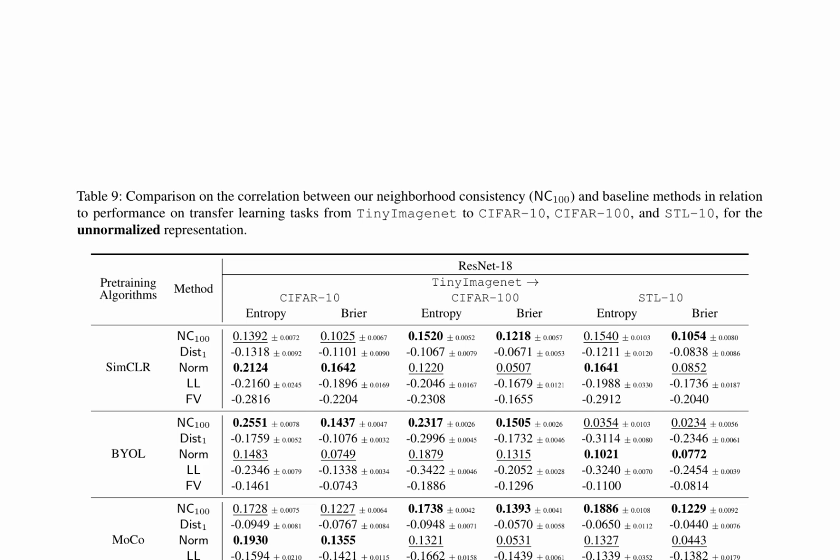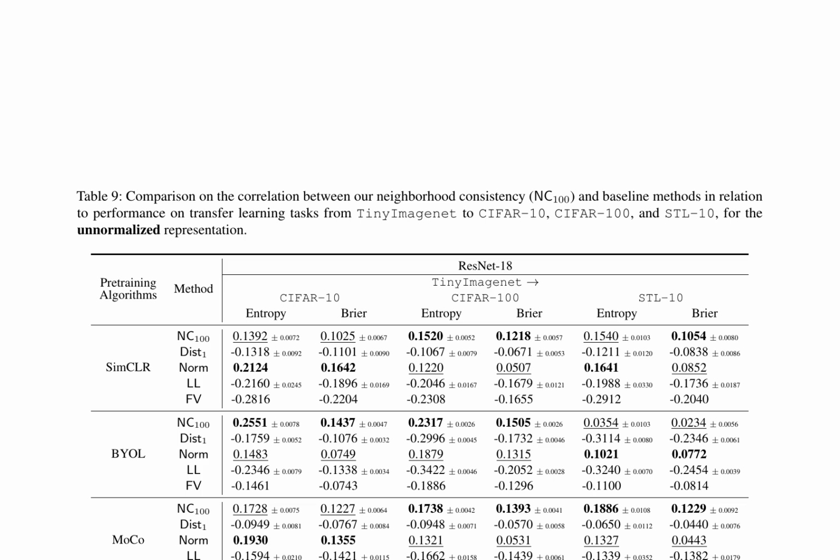Specifically, our method achieves a higher correlation with the performance on transfer learning tasks compared to SimCLR, BYOL, and MoCo. This suggests that our approach better captures the relationship between neighborhood consistency and performance in transfer learning. In the case of ResNet 50, the trends observed are similar, with our method showing superior neighborhood consistency and a stronger correlation with transfer learning performance.